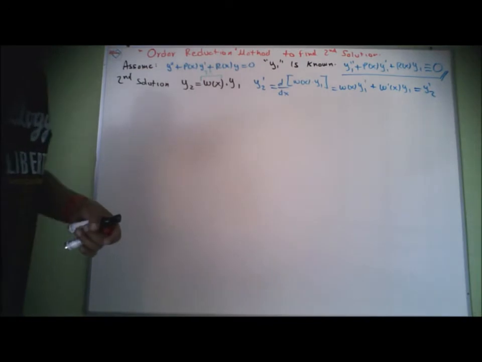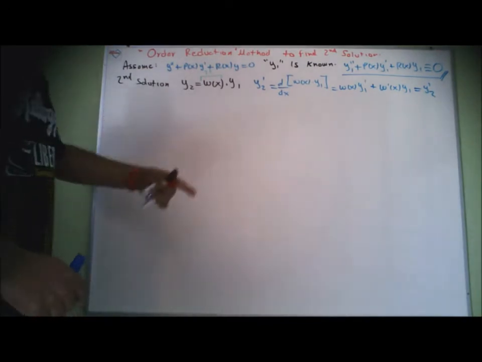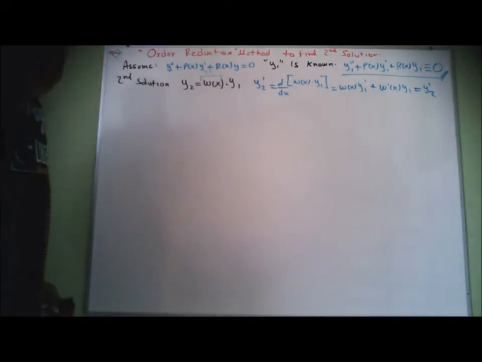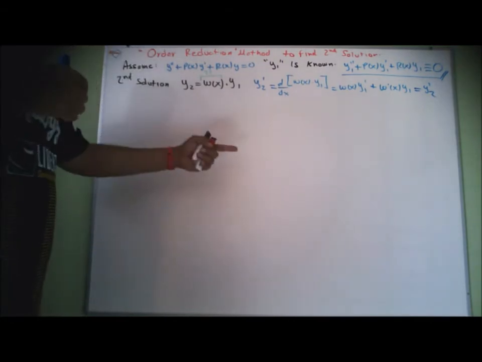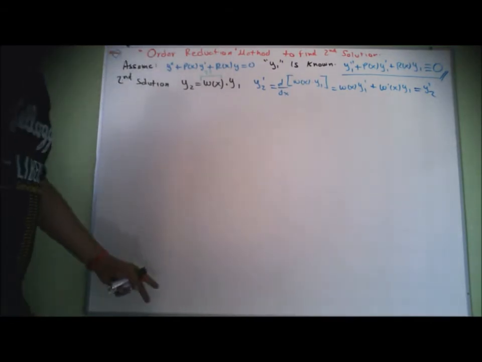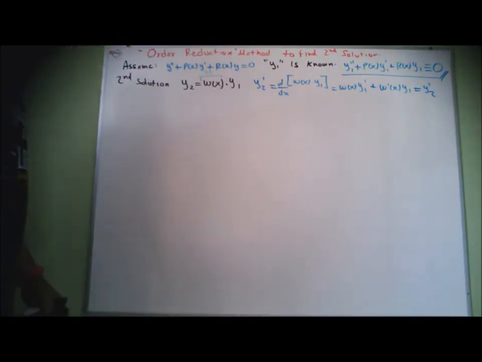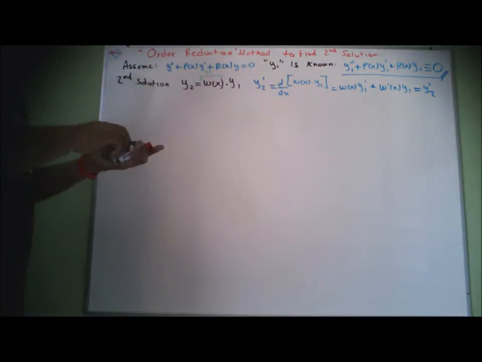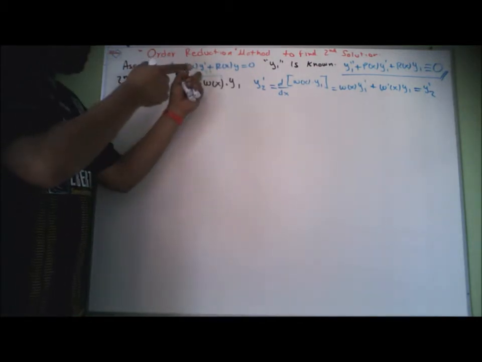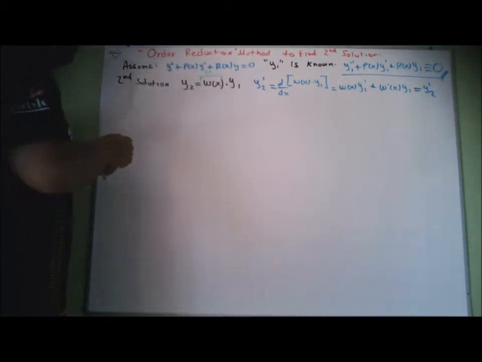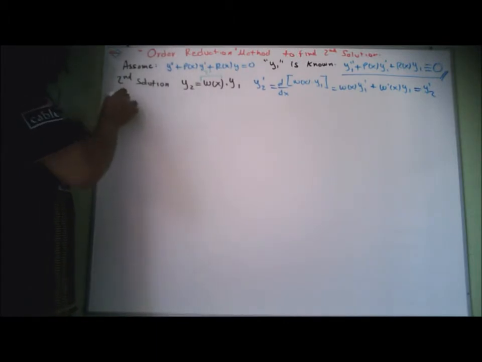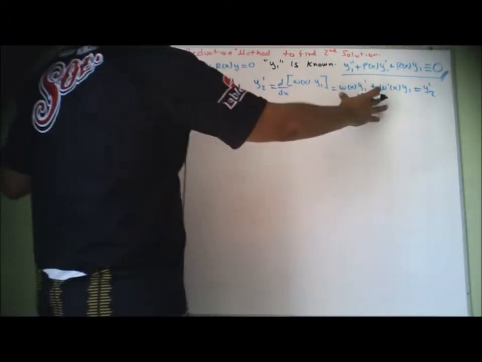Okay, now as you can see here, we are developing a theorem. And you don't have to do this every time. What we are going to do in the end, somewhere here, is get a formula to find the second solution. Okay, so now we have the first derivative. Now we need the second derivative. The second derivative is equal to the derivative of this.